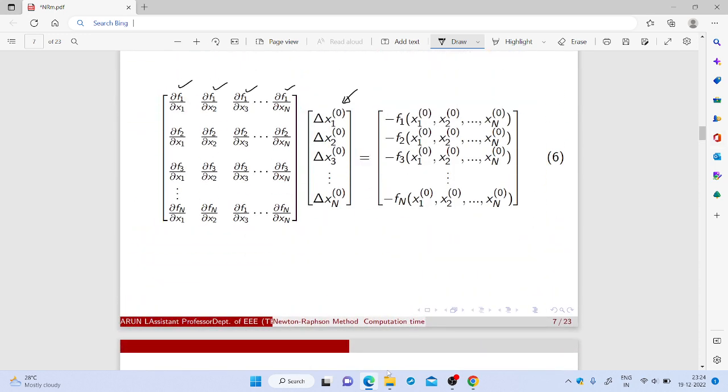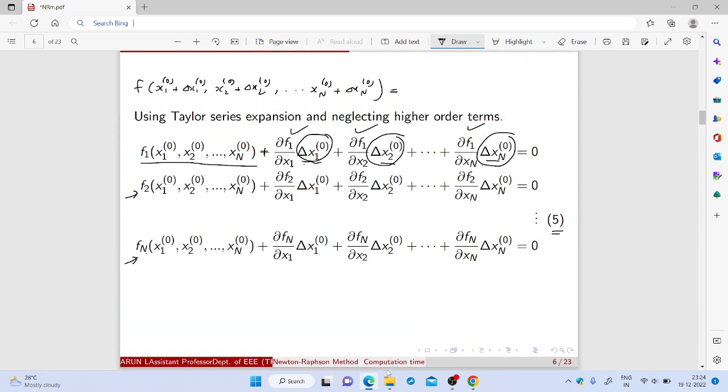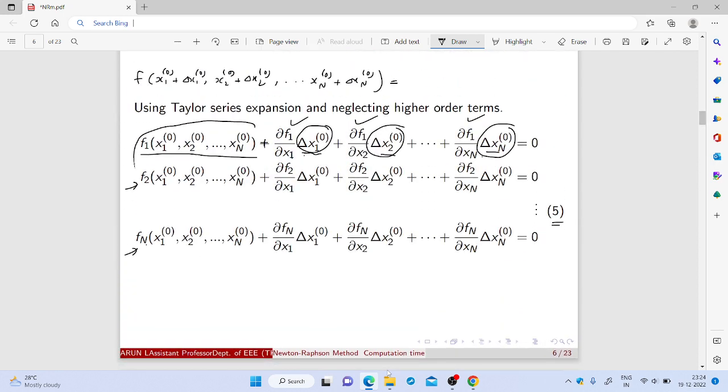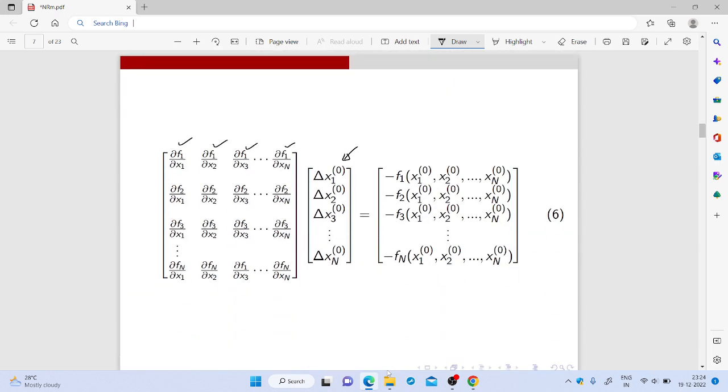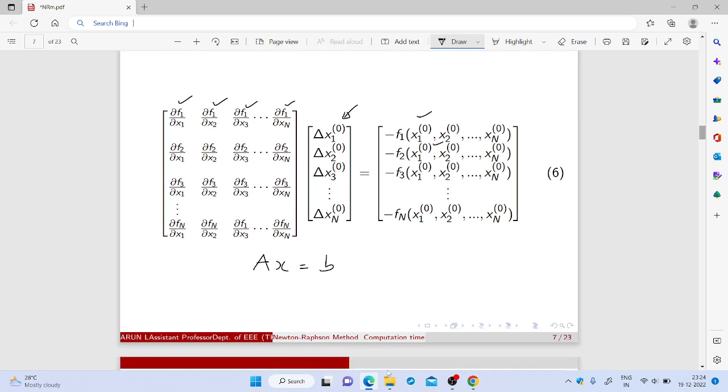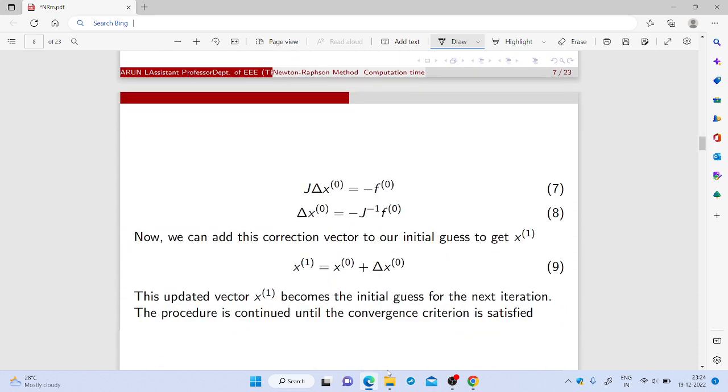This is equal to, you can bring these terms to the right hand side. So it will become minus of f of 0, so minus of f1 of 0, minus of f2 of x1 of 0, like that. So now this is like Ax equal to b, a system of linear equations. So this can be solved using either Gaussian elimination or Gauss-Jordan method.